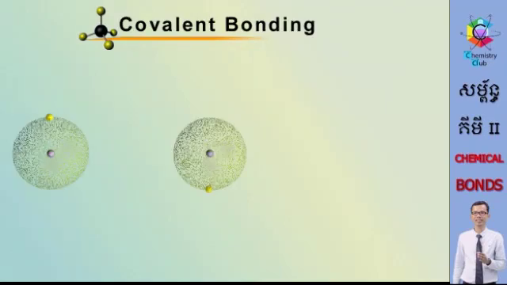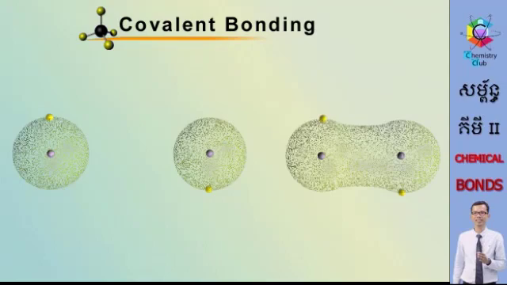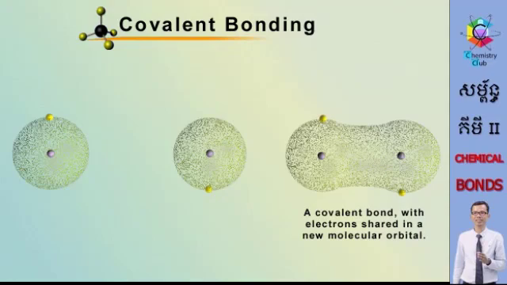When the orbitals of valence electrons from two atoms overlap, a bond forms between the atoms. This kind of bond is known as a covalent bond. In the covalent bond, the electrons of two atoms are shared between the atoms. When a covalent bond is formed, the electrons no longer occupy the electron orbitals from which they came. They are now in a new molecular orbital with a different shape and size.